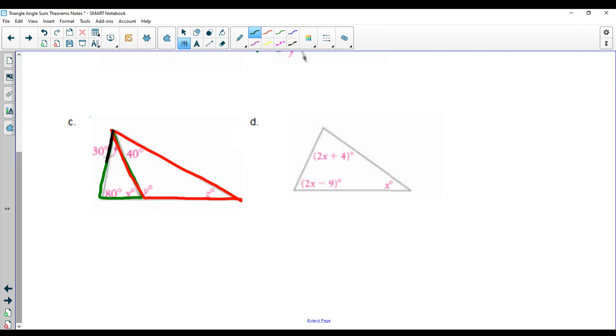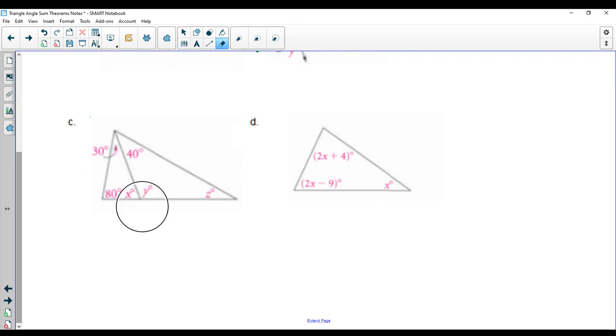And then there's the really big triangle in black. So you're probably freaking out like, I don't know what to do. I'm gonna show you what to do. Okay, so don't freak out. You're probably gonna see triangles like that where you have multiple triangles in one.